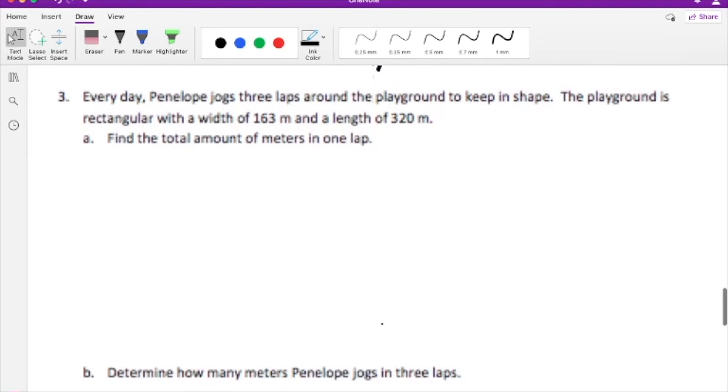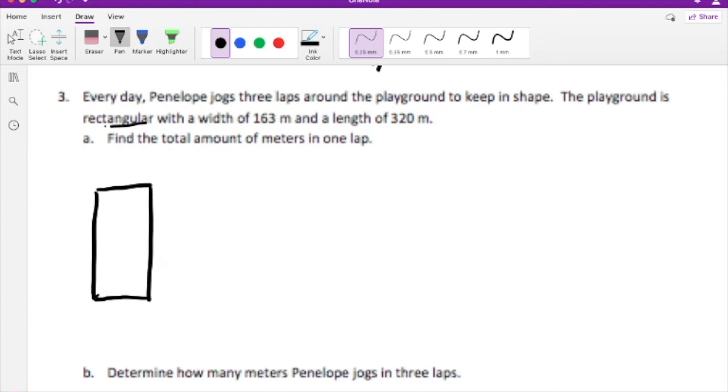All right, so I'm going to draw a picture. I think that is the best strategy. I'm going to make a rectangle, because they said that the playground is rectangular. All right, a width of 163 and a length of 320 meters.